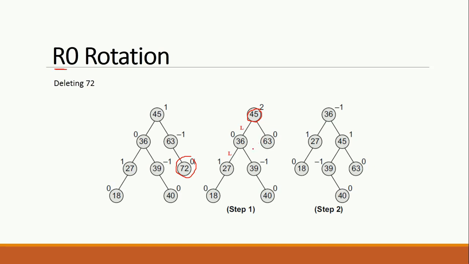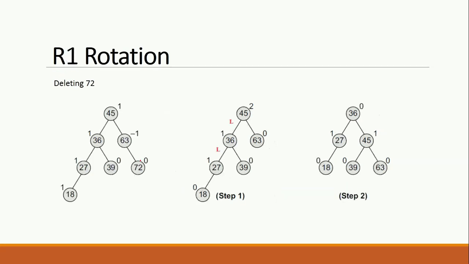What is the balance factor in the left descendant? 0. So apply R0 rotation. What the R0 says, LL rotation is required. Apply the LL rotation. This would be the answer once you applied the LL rotation. Simple. So hopefully this thing is clear.